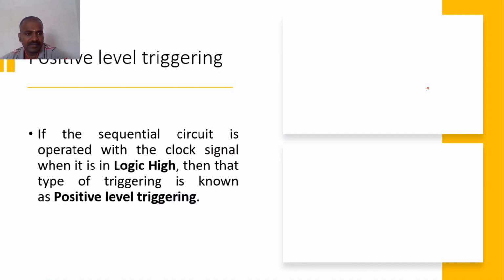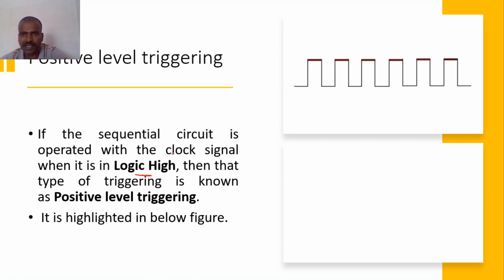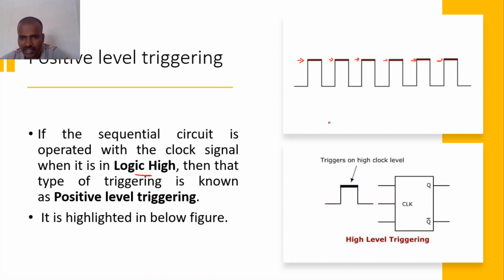In positive level triggering, if the sequential circuit is operated with the clock signal when it is in logic high, then that type of triggering is known as positive level triggering. When we are applying only the positive level, that is, high level signals, that belongs to positive level triggering. Have a look at this picture. Here the top side is highlighted in each and every clock pulse because this is positive level triggering. And this is our flip-flop. Here I am going to give the clock signal as a positive level signal, that is, high level triggering.